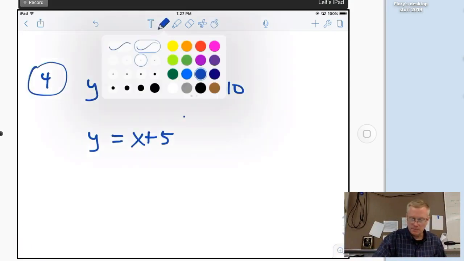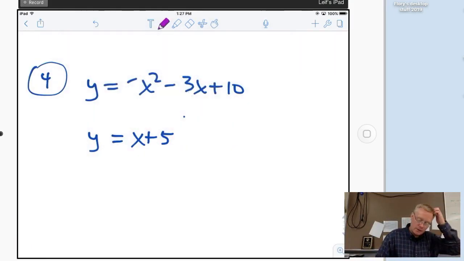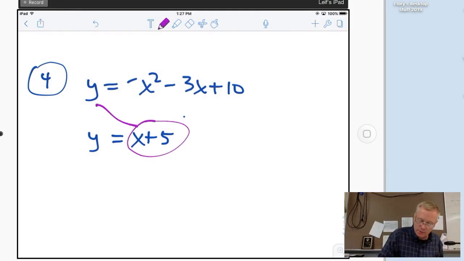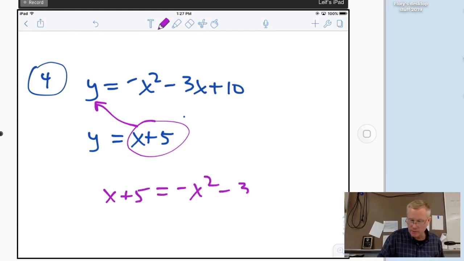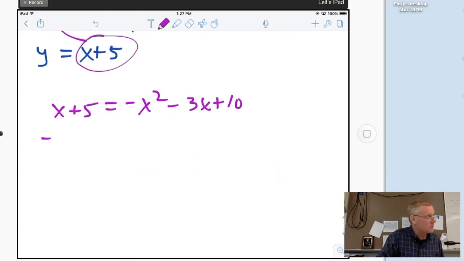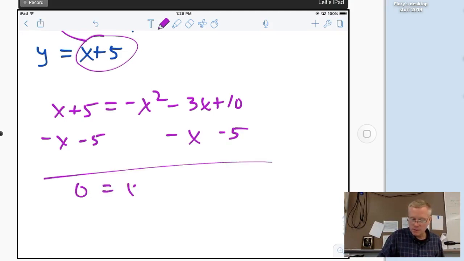Okay, so here's my last problem. So, once again, these two things are equal to each other. I can take the x plus 5, substitute it in there for y. So I've got x plus 5 equals negative x squared minus 3x plus 10. Bring everything to one side. Subtract x, subtract 5. You can do it in 2 moves if you like. I get 0 equals negative x squared minus 4x. Positive 10 and minus 5 is plus 5.